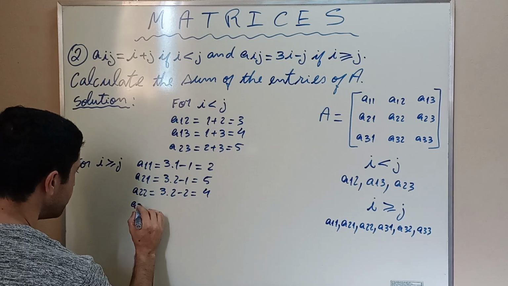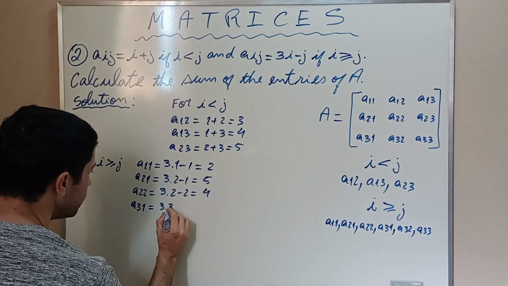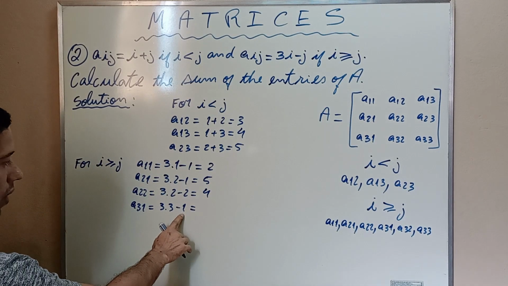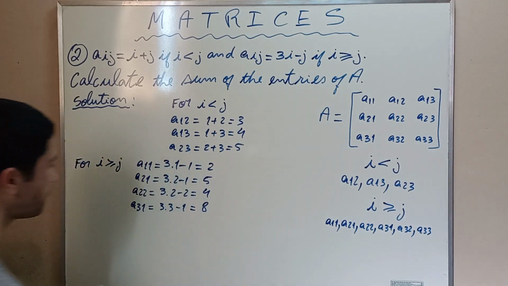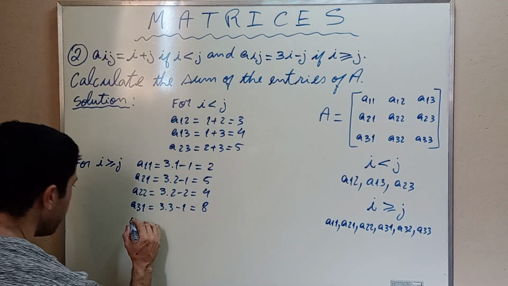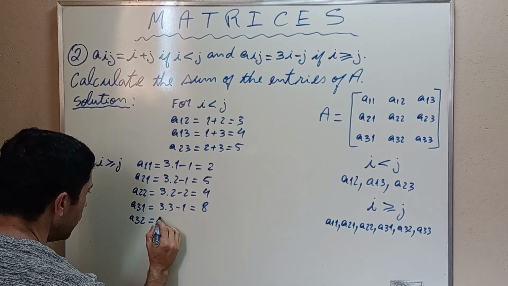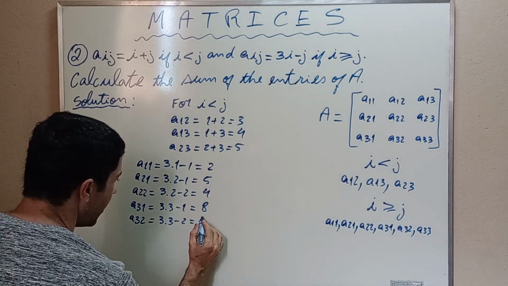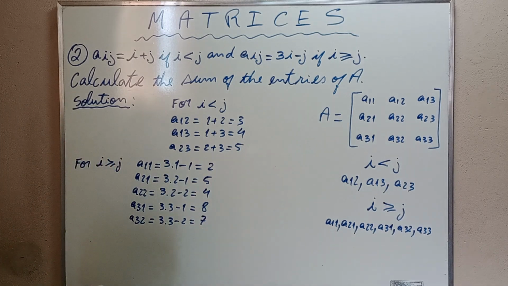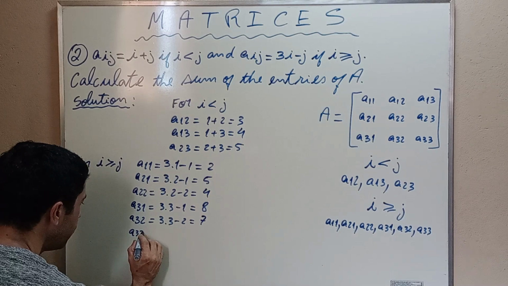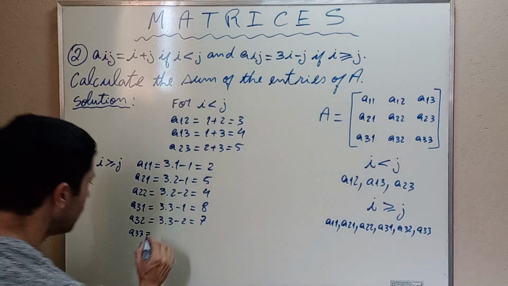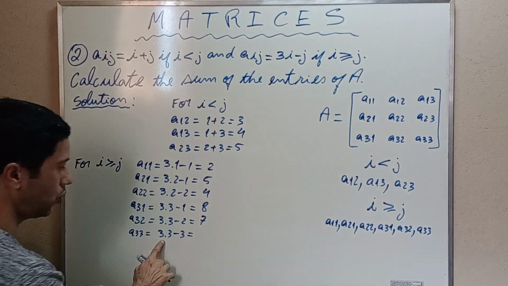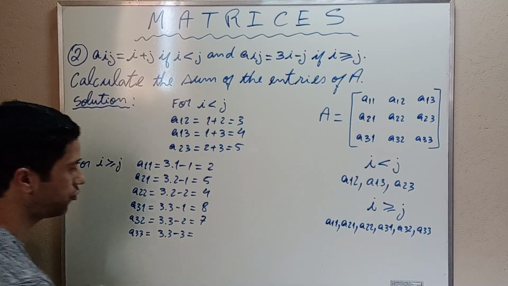A31, 3 times 3 minus 1, and this is equal to 9 minus 1, which is 8. A32, 3 times 3 minus 2, and this is equal to 9 minus 2, which is 7. And the last one, A33, is equal to 3 times 3 minus 3, and this is equal to 9 minus 3, which is 6.